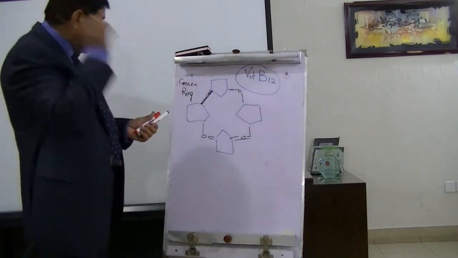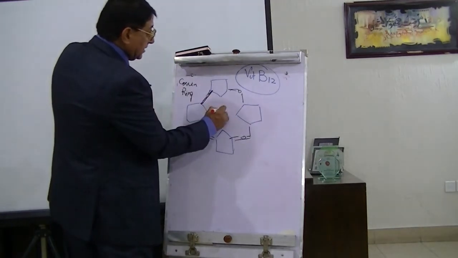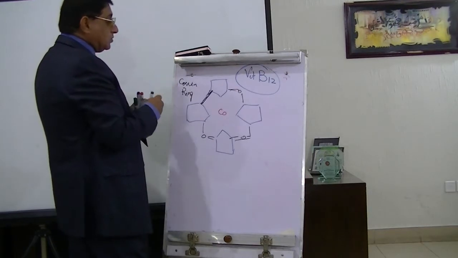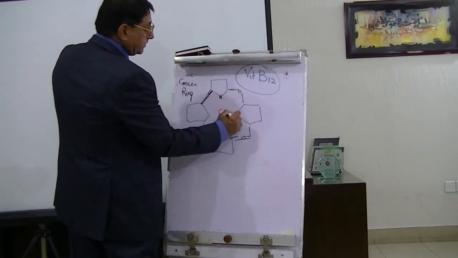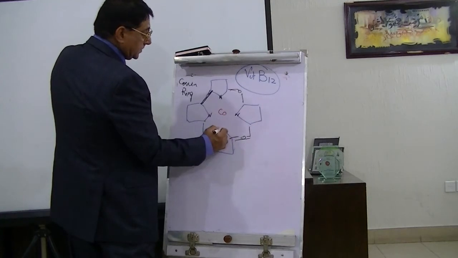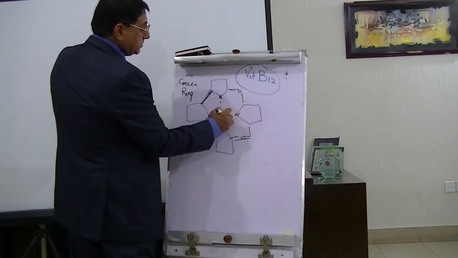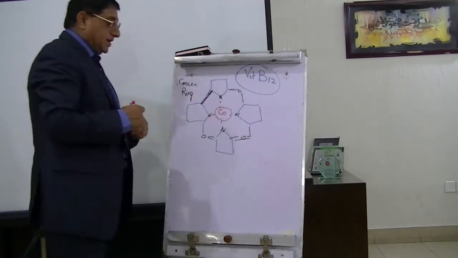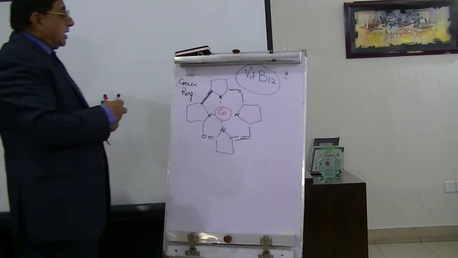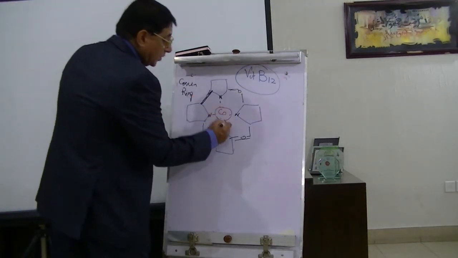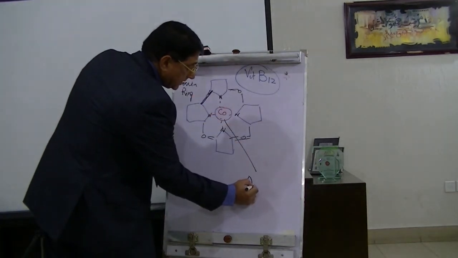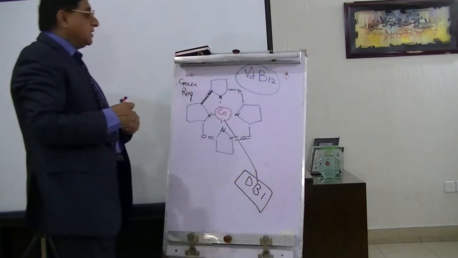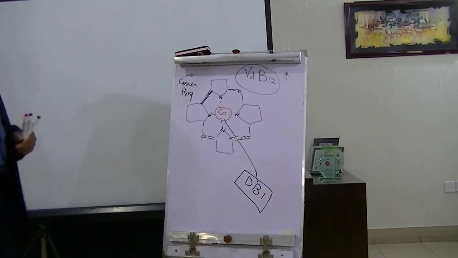attached together, and second, it contains cobalt in the center, which is attached to the 4 nitrogens of the pyrroles. You've got a pyrrole, so this has got attachment over here, so this is cobalt. In addition to this, it is attached to a moiety called the dimethylbenzimidazole group. So this is the total structure of B12.